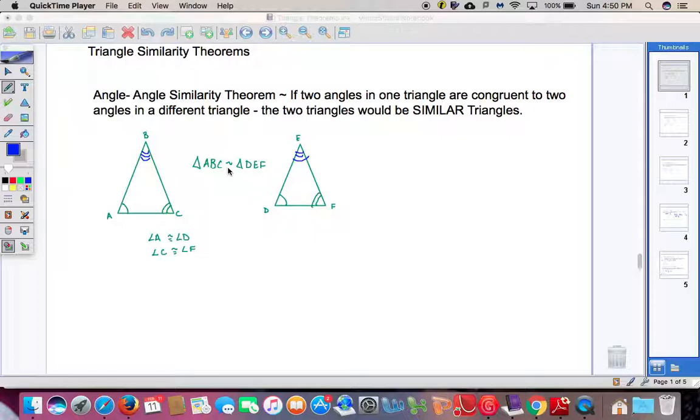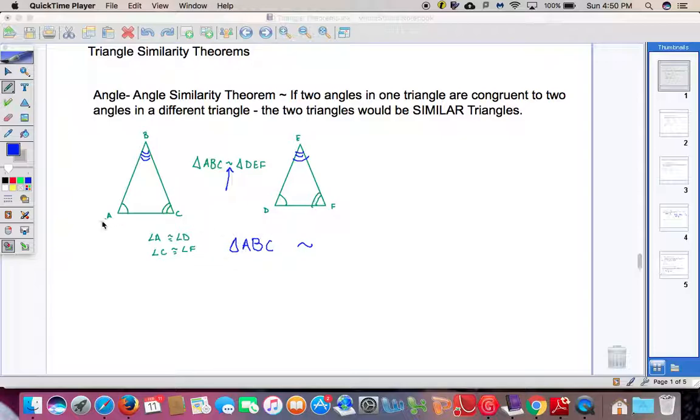Now, for similarity, we use this symbol here. It's just one of those. And when we say that two triangles are similar, we actually need to go in the right order. So if we're saying triangle ABC, that means angle A comes first. So when we're saying that this triangle is similar to this triangle, we need to go in the same order, because it tells us what pieces are similar to each other, are congruent, okay?